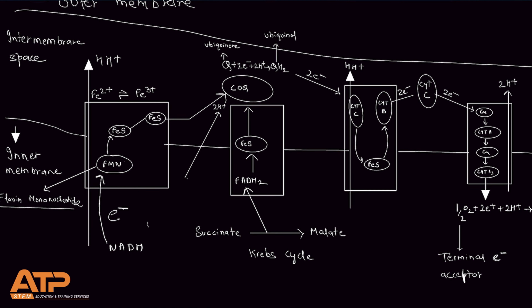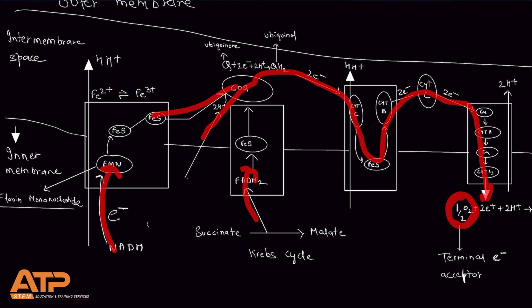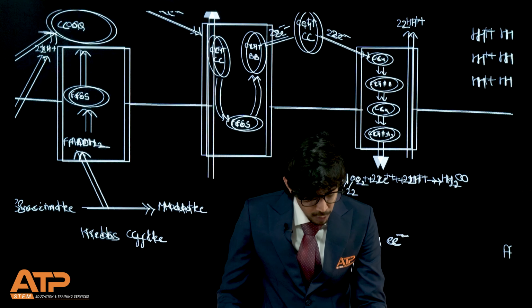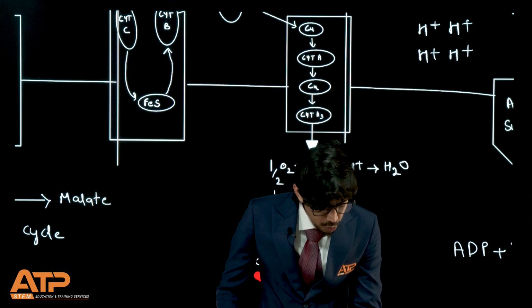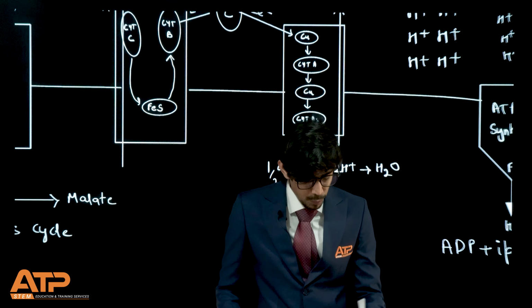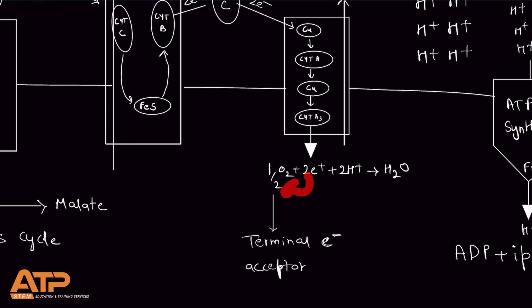Okay, and so it takes up these electrons ultimately, which started their journey. Remember, from here NADH gave the electrons, FADH2 gave the electrons, 2 electrons, then ultimately here, and ultimately taken up by what? Oxygen. Oxygen therefore is called what? Terminal electron acceptor. And when the electrons are accepted by oxygen along with hydrogen ions, it forms the molecule of water.